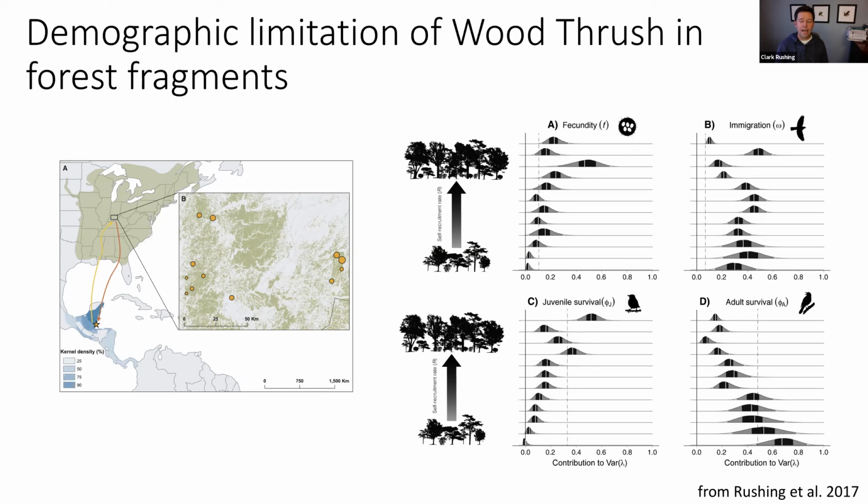In contrast, in the high quality plots, we found that fecundity and juvenile survival were the vital rates that most drove population dynamics. So this is essentially telling us that recruitment is most important in those high quality plots. And I won't show it in this talk, but we were able to parse out recruitment into different survival components and found that juvenile survival during spring migration was the vital rate that was most important for driving recruitment from year to year. So suggesting perhaps a role for non-breeding season effects in these high quality patches.